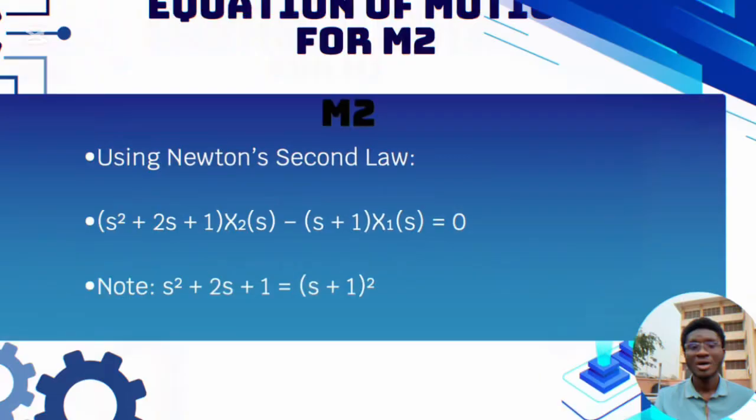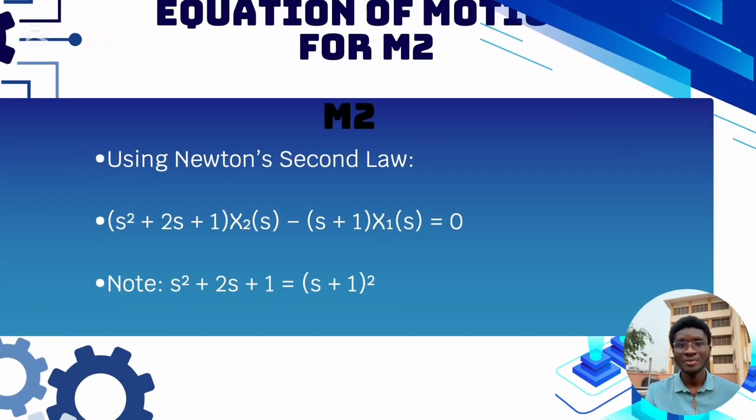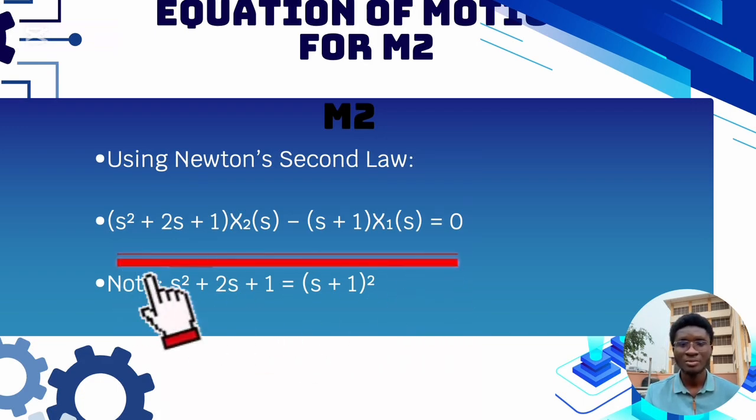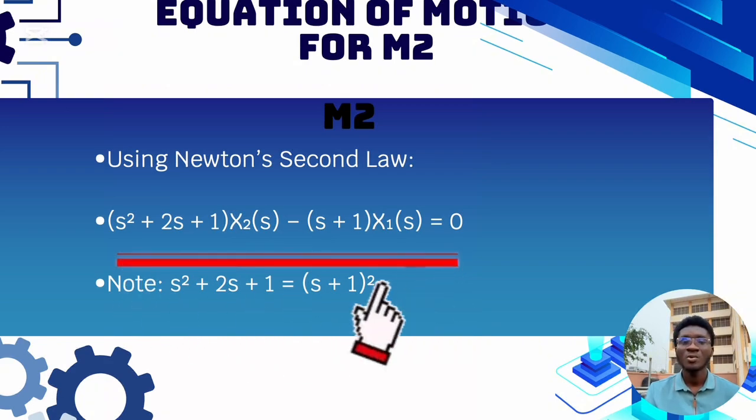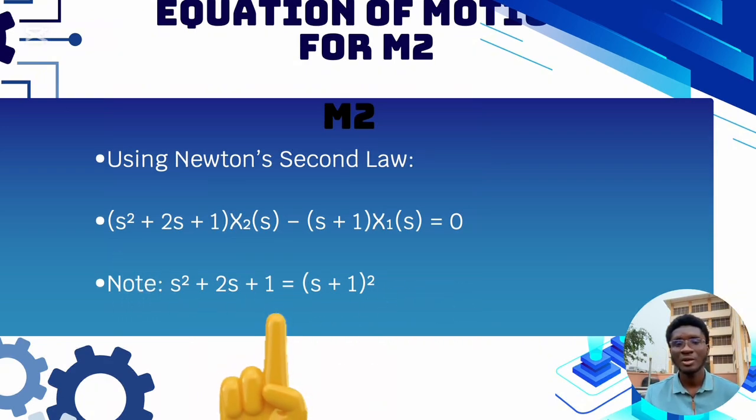Thank you. Hi everyone, I'm Amweni Charles MC, and I'll be explaining how we derive the equation for M2. For mass 2, there is no external force applied. However, it experiences forces due to the spring connecting it to mass 1 and the damping elements attached to it. Applying Newton's second law and transforming to the Laplace domain gives s squared plus 2s plus 1 multiplying X2 of s, minus s plus 1 multiplying X1 of s, equal to 0. We observe that s squared plus 2s plus 1 can be factored as s plus 1 all squared, and this factorization will simplify our calculation significantly in the next step.